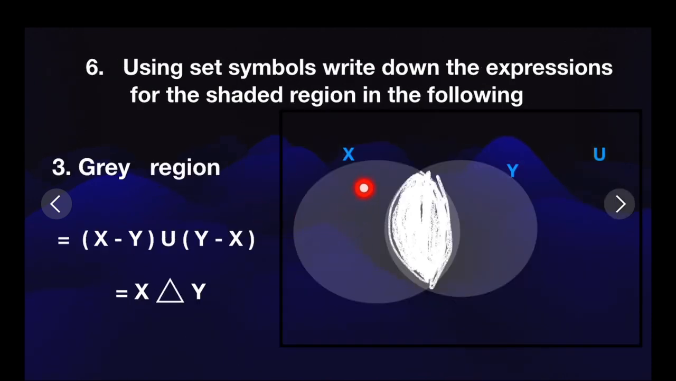Here they have shaded this portion and this portion. They have left behind this middle portion. So this portion is X difference Y, this portion is Y difference X and both the regions are shaded. So union of both these regions. That is, we know that the region is the set difference, that is X difference Y union Y difference X, that is X delta Y.